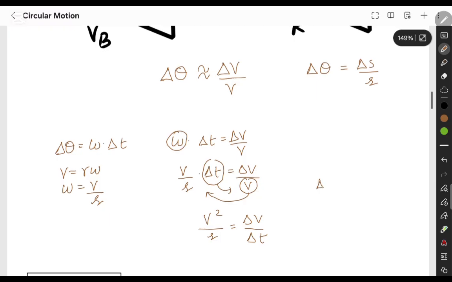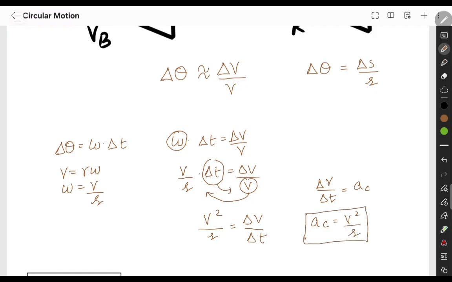And we know delta V over delta T is going to be the centripetal acceleration. So I'm going to get the centripetal acceleration as V squared over R. I hope this is clear. Now I'm going to show you the mark scheme.